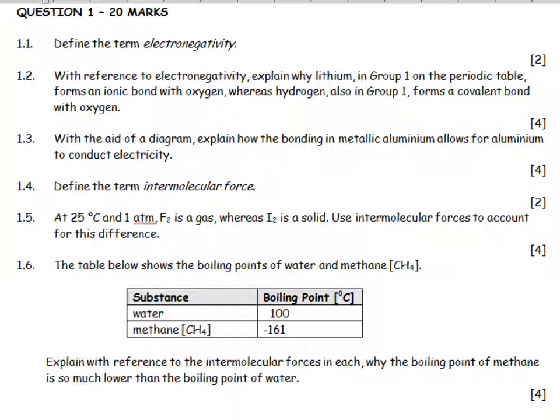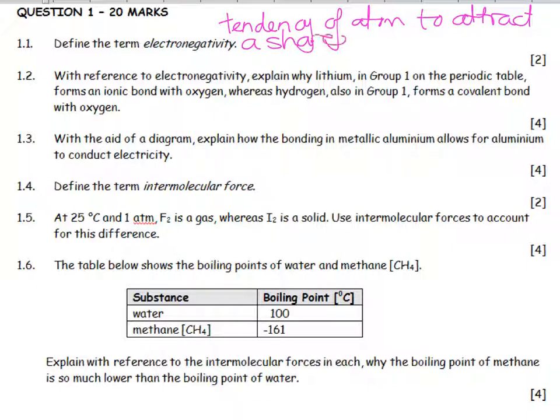Define the term electronegativity. It is the tendency of an atom to attract a shared electron pair in a bond.